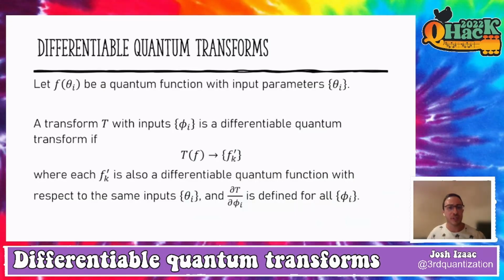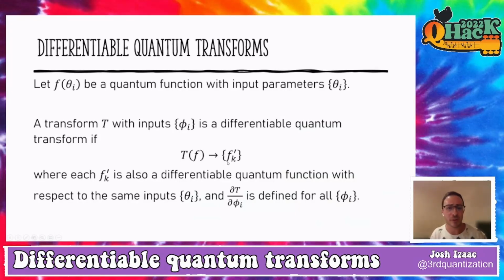I've got a bit more of a formal definition here. If we go back to the initial definition of a differentiable quantum function, let's say we have a quantum function f of theta with input parameters theta. A transform T with input phi of i is a quantum transform if it maps a quantum function to a set of quantum functions. But it's a differentiable quantum transform if this mapping preserves differentiability. So if our input quantum function is differentiable, this transform T is a differentiable quantum transform if the output quantum functions are also differentiable with respect to the same input theta.